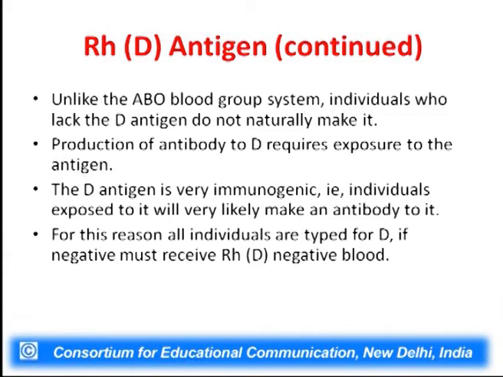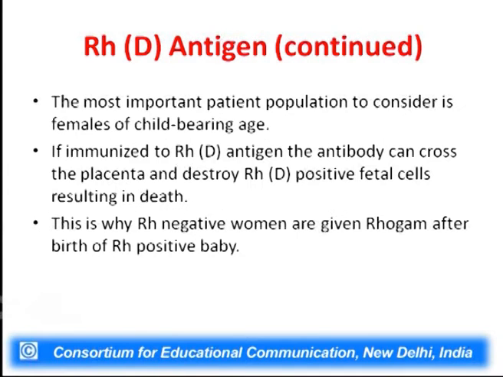So production of an antibody to D requires exposure to the antigen. That means the D antigen is immunogenic. That is, individuals exposed to it very likely will make antibodies. For this reason, all the individuals which are typed for D, if negative, must receive Rh negative blood. They cannot take Rh positive blood.